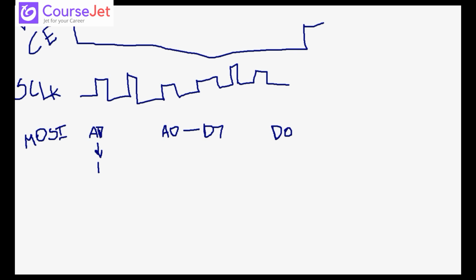After sending A7 to A0 and D7 to D0, the other device will read this address A7 to A0, and at that particular address location, it will store this D0 to D7 data. Now this is for a single byte. I am writing only for a single byte, D0 to D7. Only one byte we are writing.